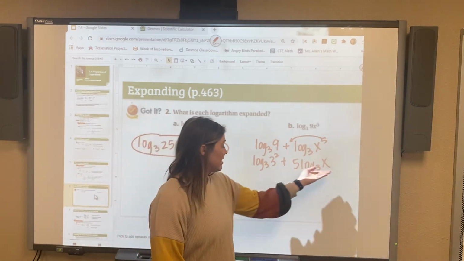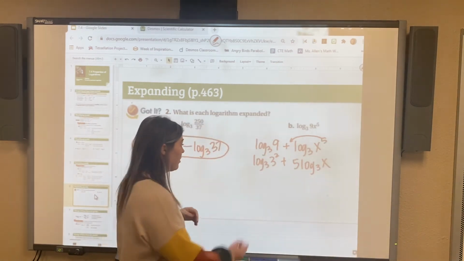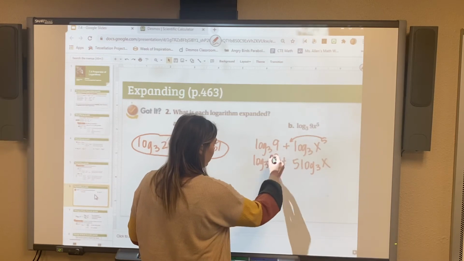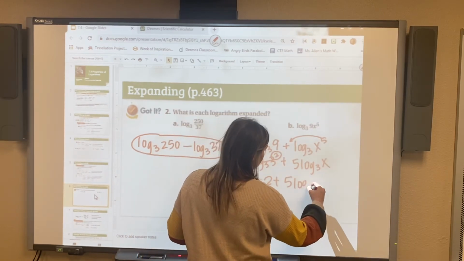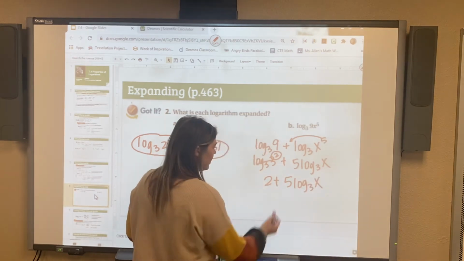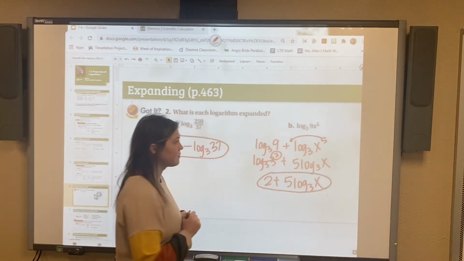So this one is done. However, this one we can simplify more. The log base 3 of 3 kind of cancels, so we have just our 2 plus 5 times log base 3 of x. And that would be your final answer.